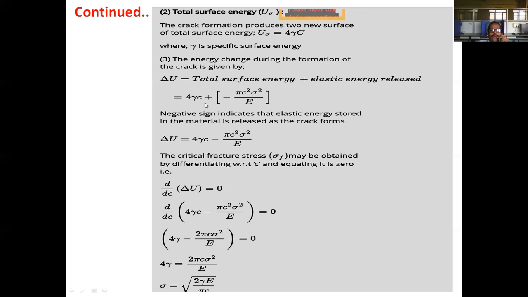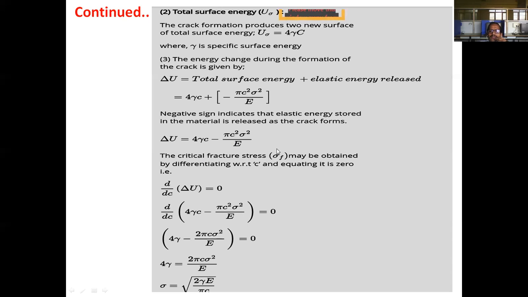So total surface energy is 4 gamma C over here, and elastic energy release we have calculated in the last slide. But that is taken negative. Negative sign because that indicates elastic energy stored in the material is released. Energy release means it is considered as a negative loss of energy as the crack forms. So delta U is equal to 4 gamma C, plus into minus pi C square sigma square upon E.